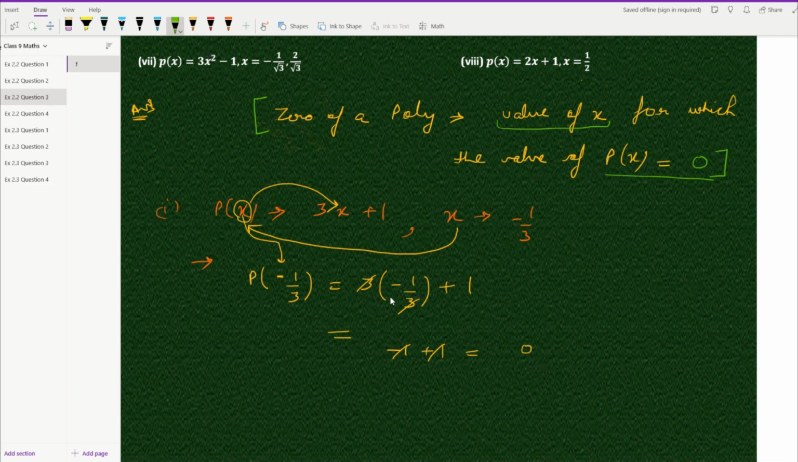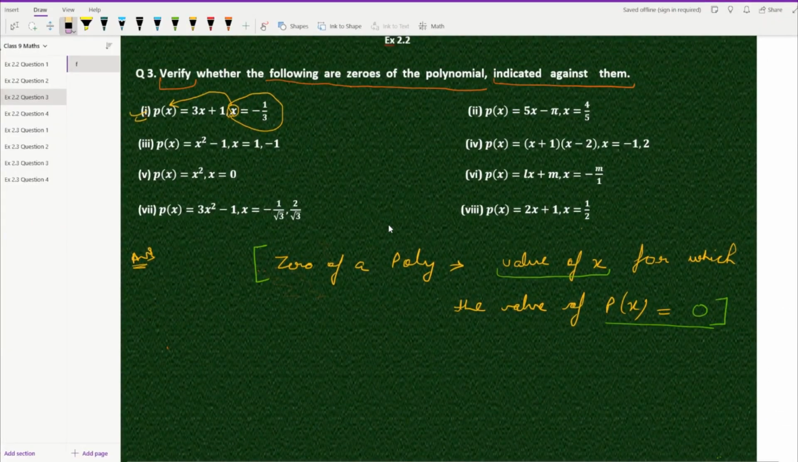Now as after putting the value of x equals minus 1 upon 3 in this polynomial, the value of the polynomial has become 0. Therefore, x equals minus 1 upon 3 is a zero of the polynomial p(x), which is 3x plus 1. ठीक है, बहुत easy question है ये. Now let's move to the second part of this question.